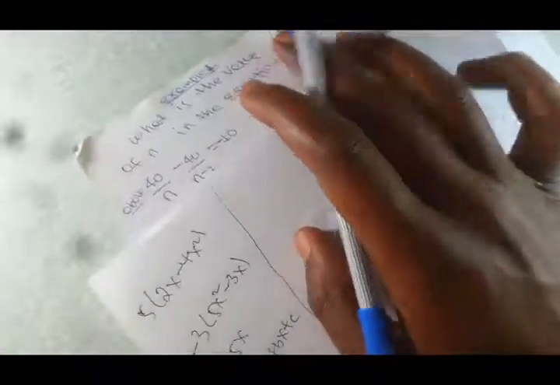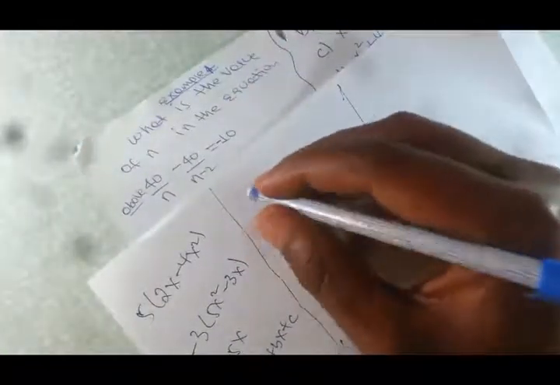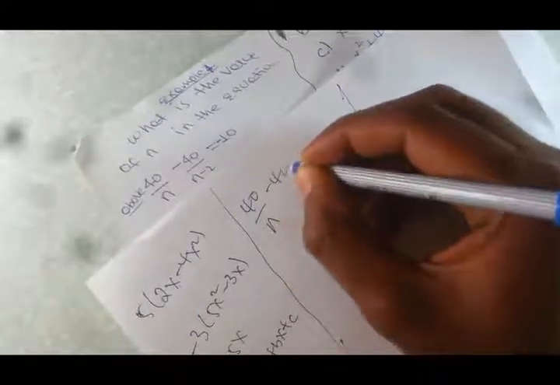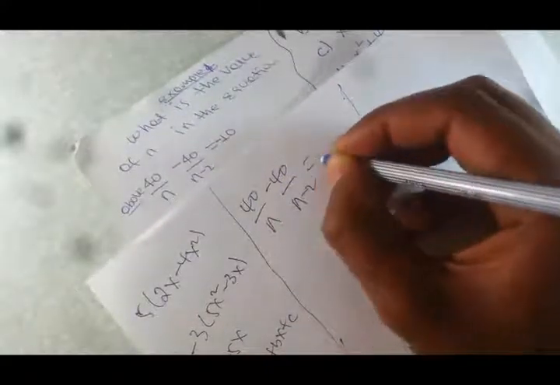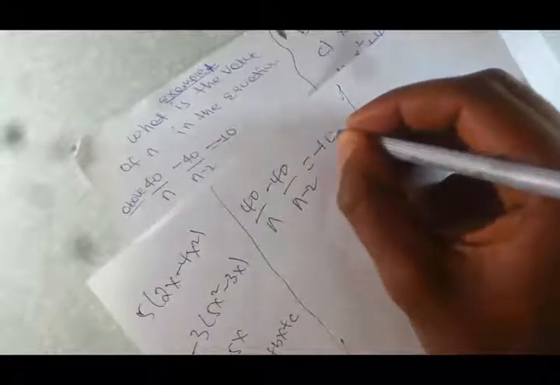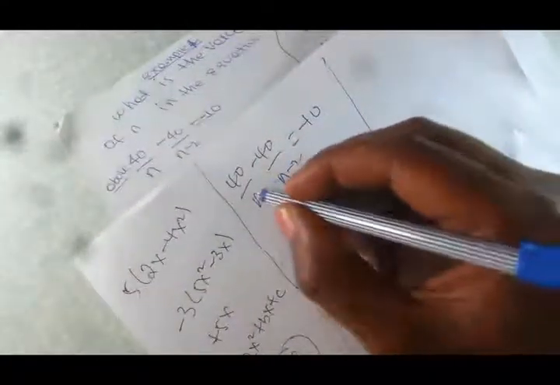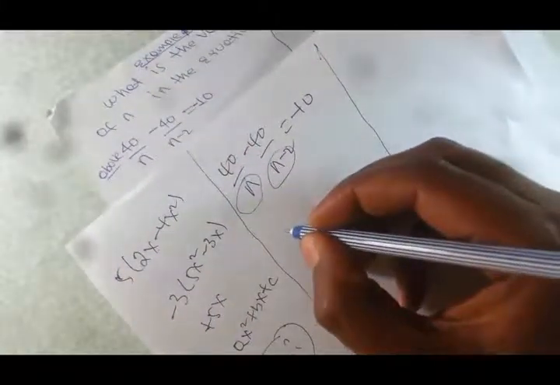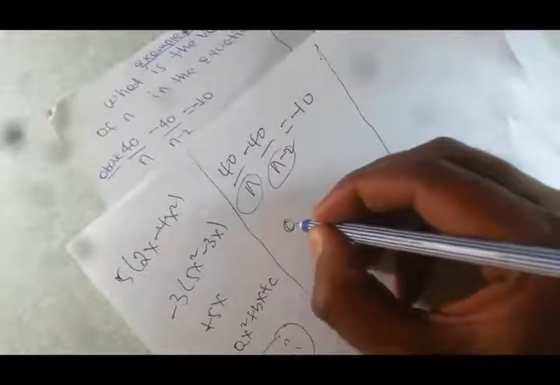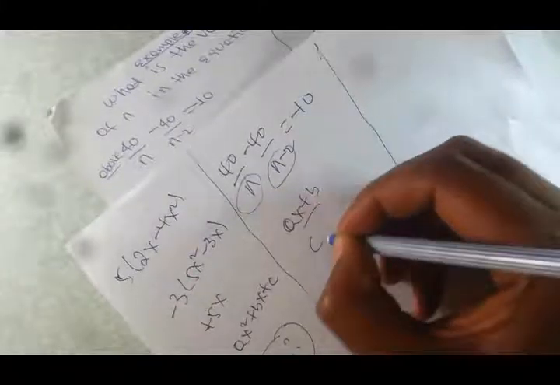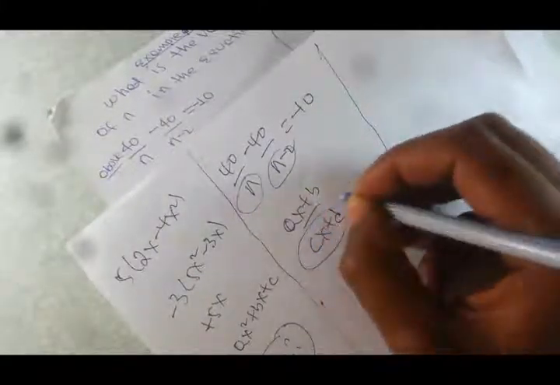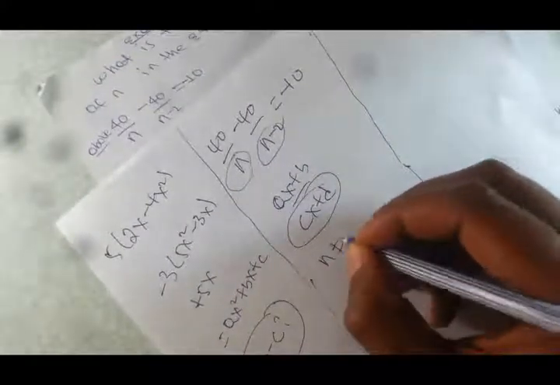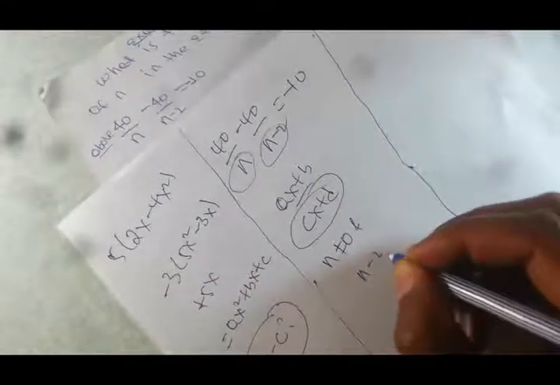Example 4, it says that what is the value of n in the equation above? It is given 14 over n minus 14 over n minus 2 is equal to minus 10. Whenever you are given it, we have to first define the domain. We already talked about how to find the domain of this type of function. When you are given ax plus b over cx plus d, the denominator must always be different from 0. Therefore n must be different from 0 and n minus 2.